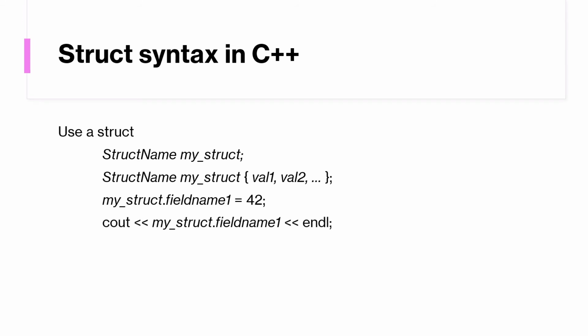You can also just directly output individual field names or individual fields from the struct to cout. You cannot cout an entire struct at once. Notice that you can't do that.